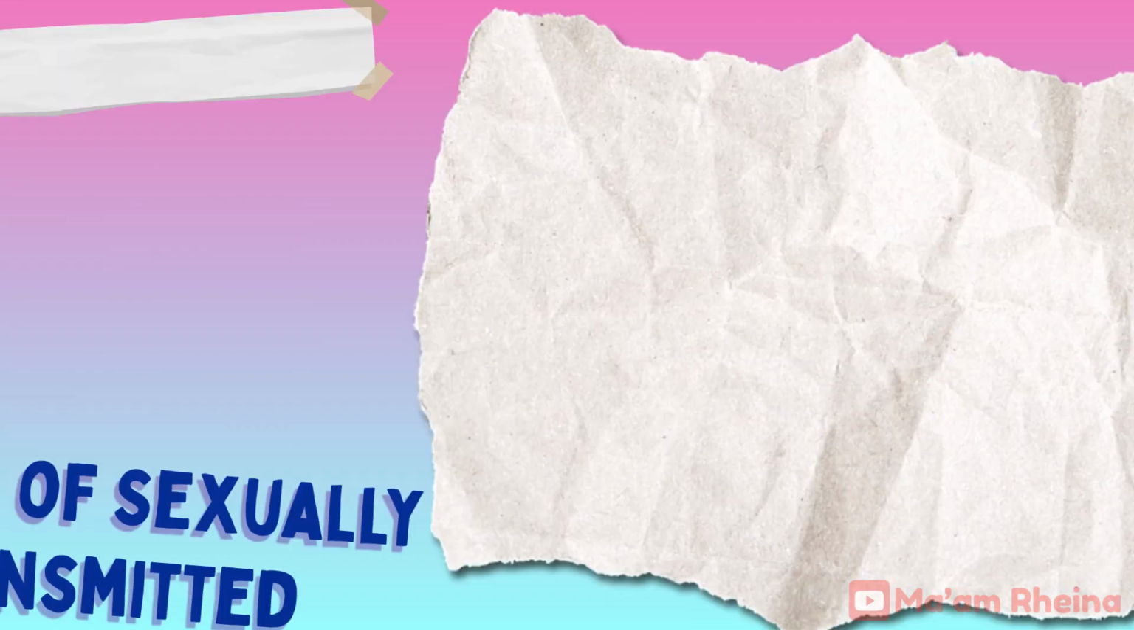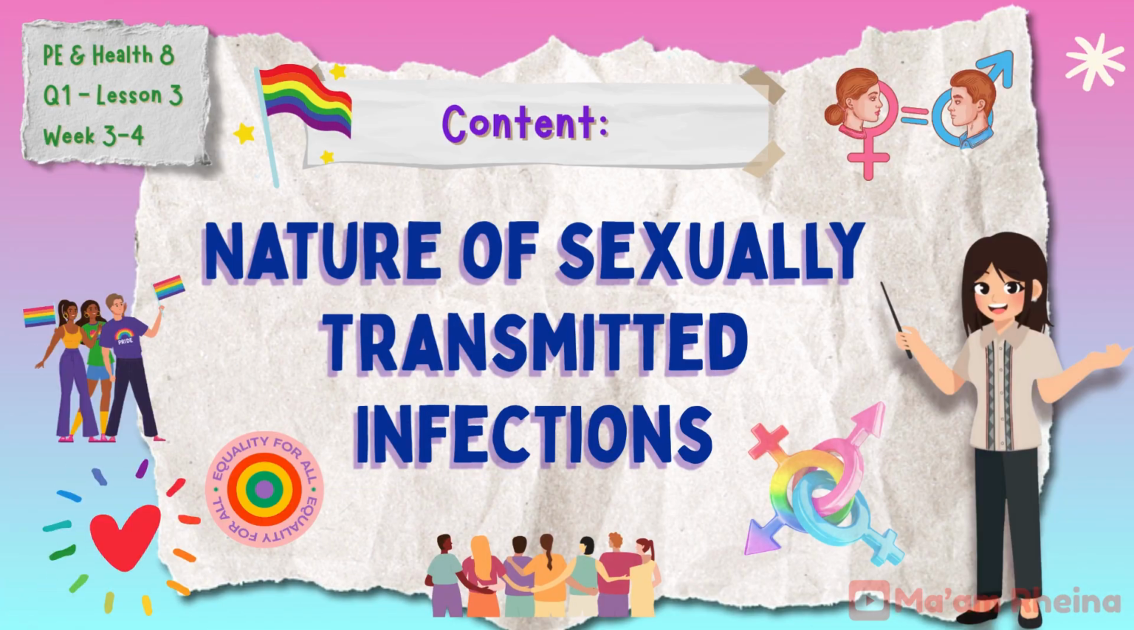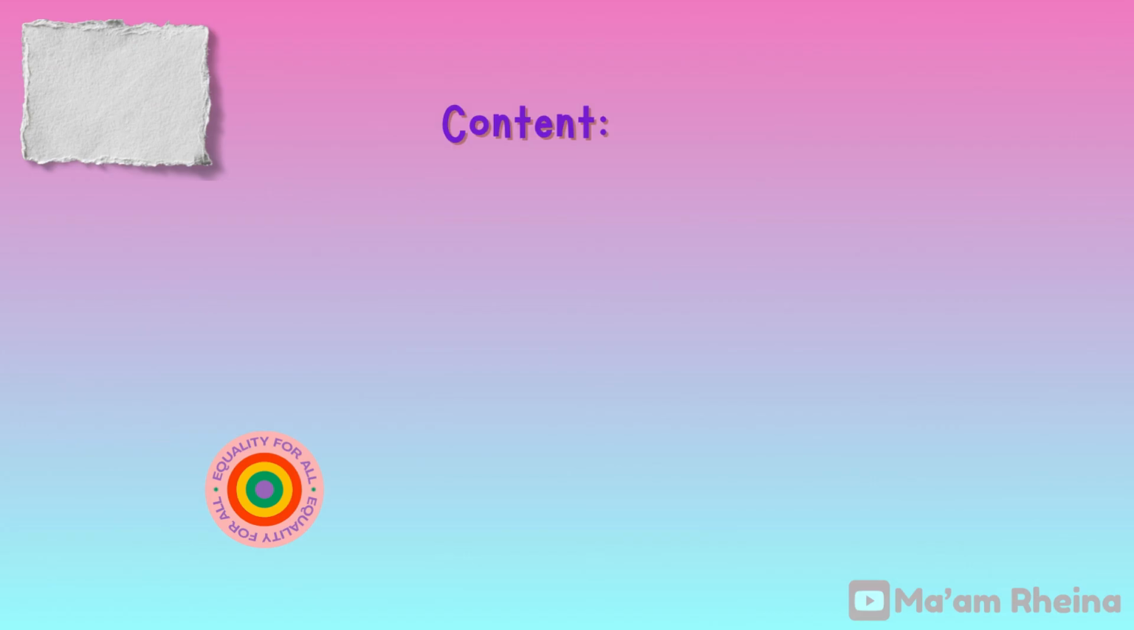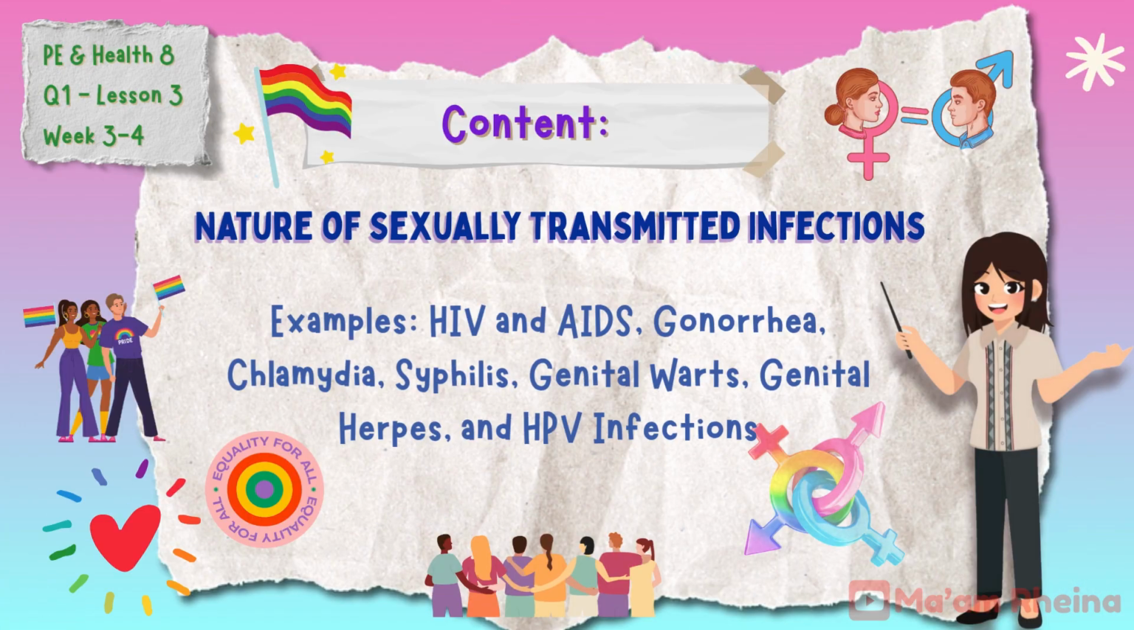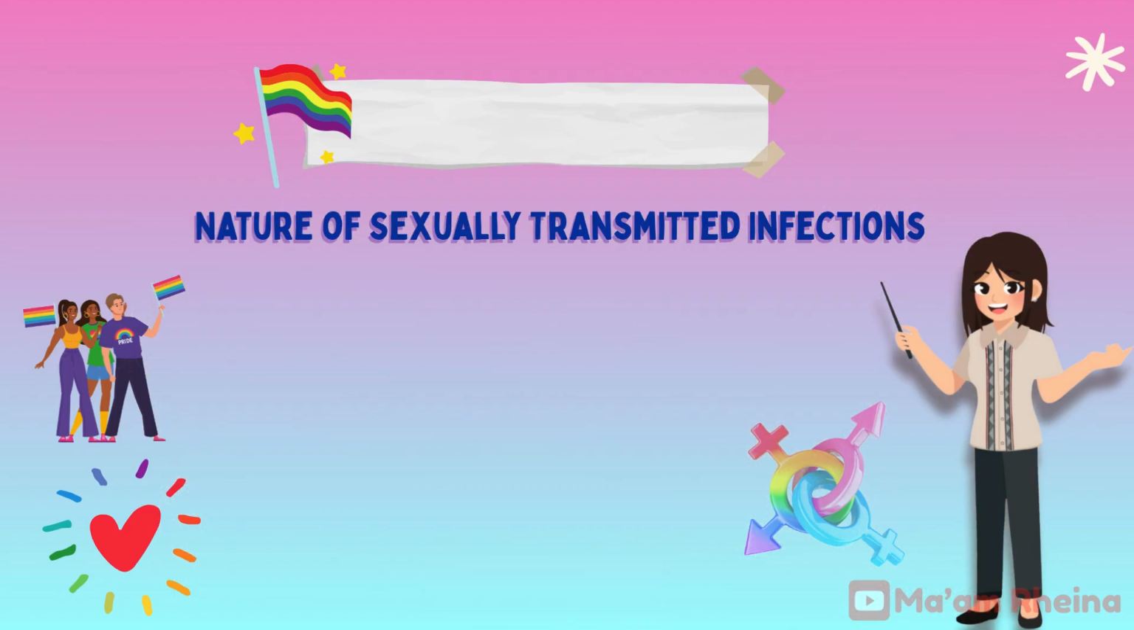The content of our lesson today includes 2 important topics. 1. The nature of sexually transmitted infections. These are infections that are spread mostly through sexual contact. They are caused by bacteria, viruses, and other microorganisms that can enter the body through blood, semen, vaginal fluids, or skin-to-skin contact. Some common examples include HIV and AIDS, gonorrhea, chlamydia, syphilis, genital warts, genital herpes, HPV, human papillomavirus. We'll look at how these infections spread, their symptoms, and how they can affect your health and well-being.